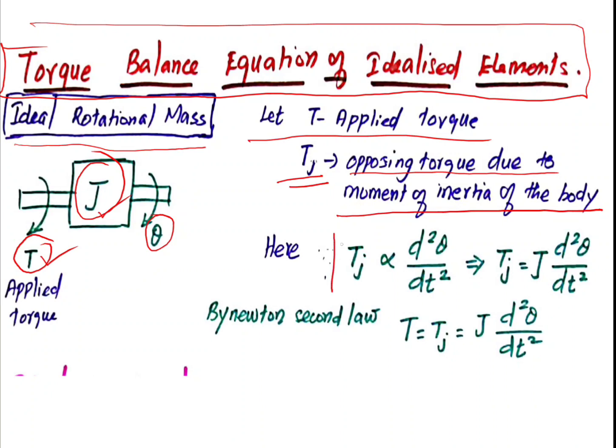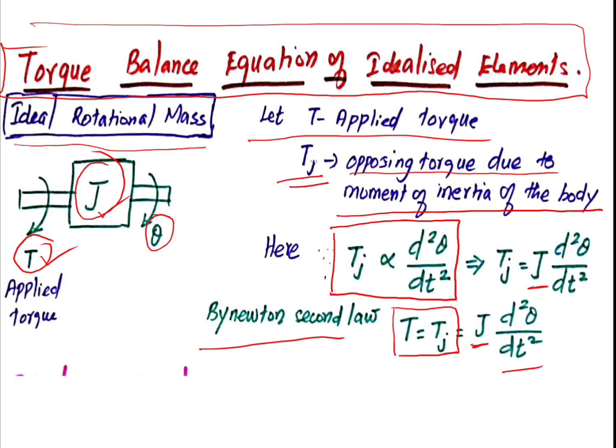So, the opposing torque Tj is directly proportional to d square theta by dt square, and when we equate, we get Tj is equal to J into d square theta by dt square. By Newton's second law, the applied torque is equal to the opposing torque Tj, which is equal to J into d square theta by dt square. So, this is related to the rotational mass element.